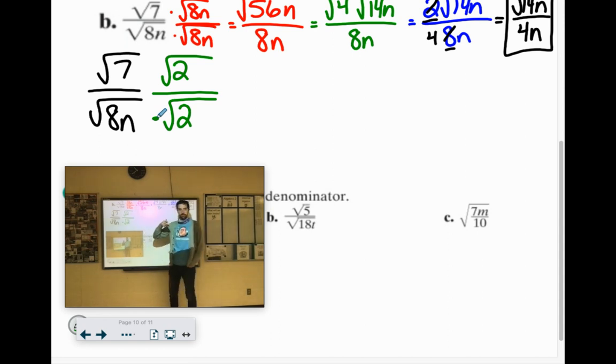I think I said that backwards. If you do it in the denominator, you have to do it in the numerator. But n is also not a perfect square. It would need to be n to the second power. So we're going to need another n as well.